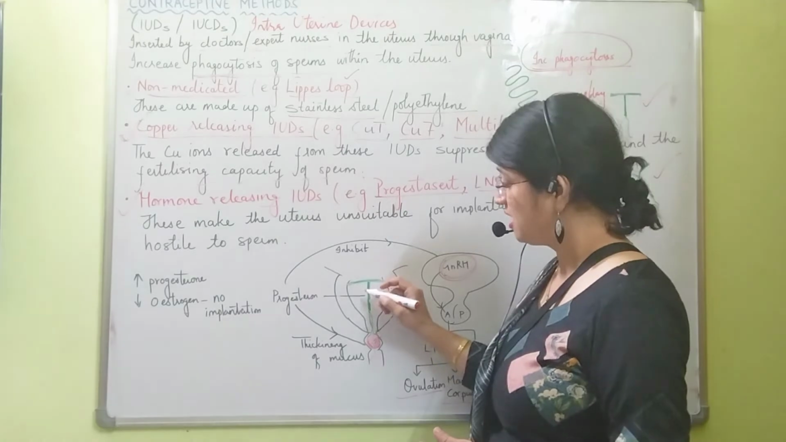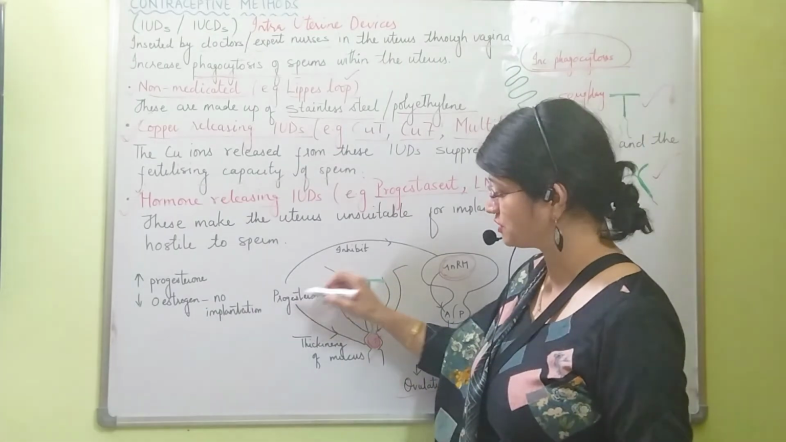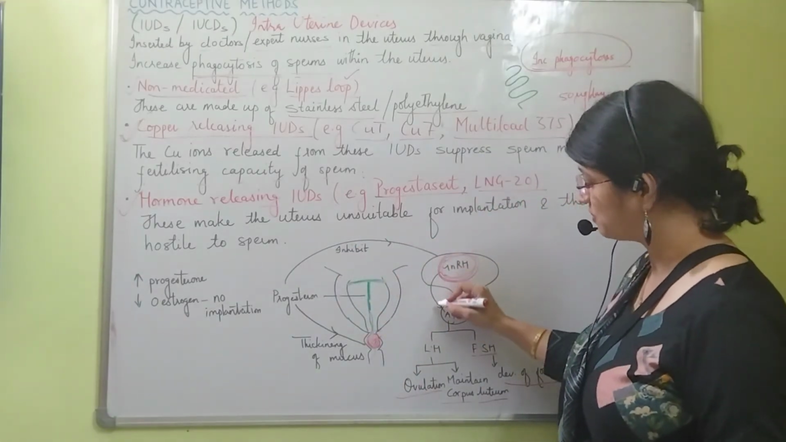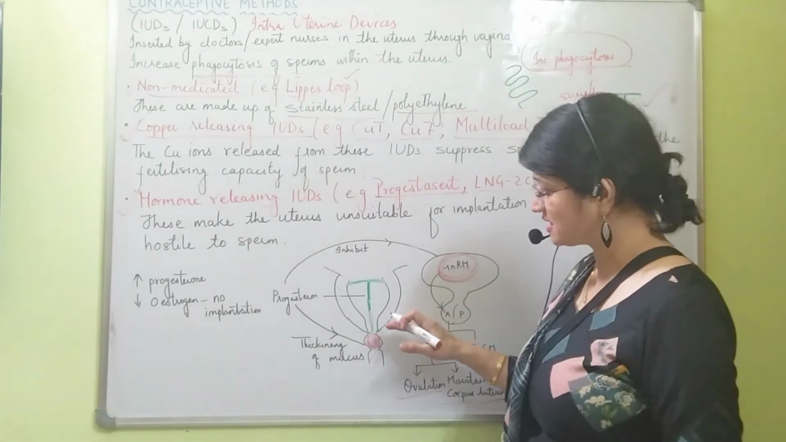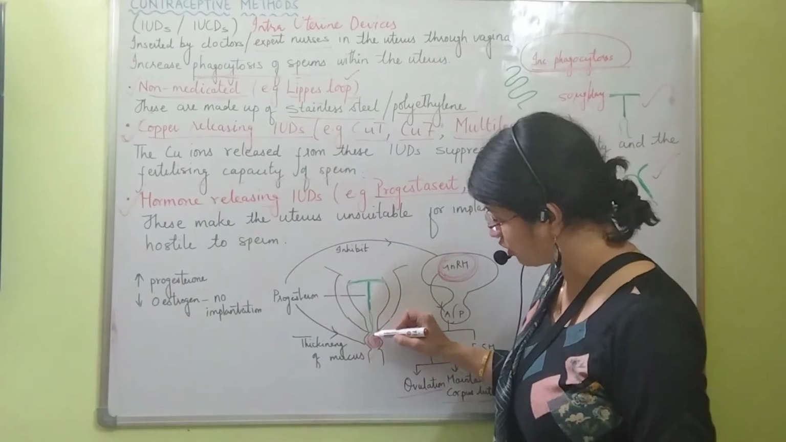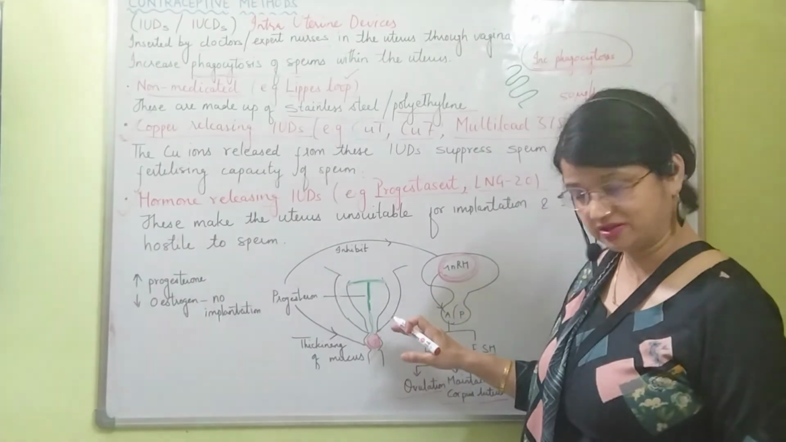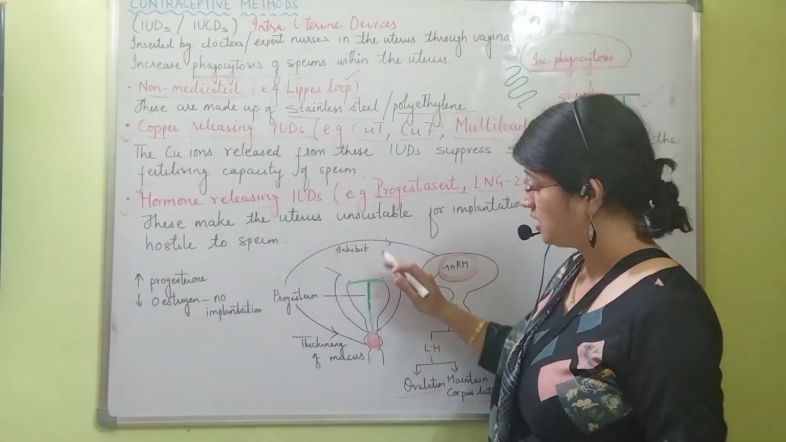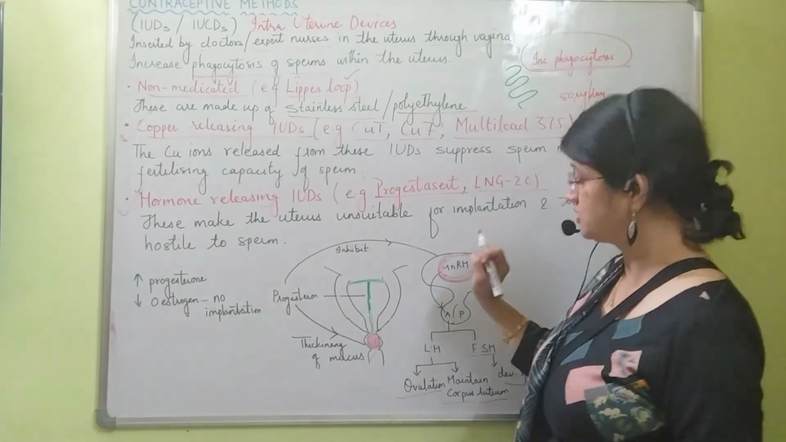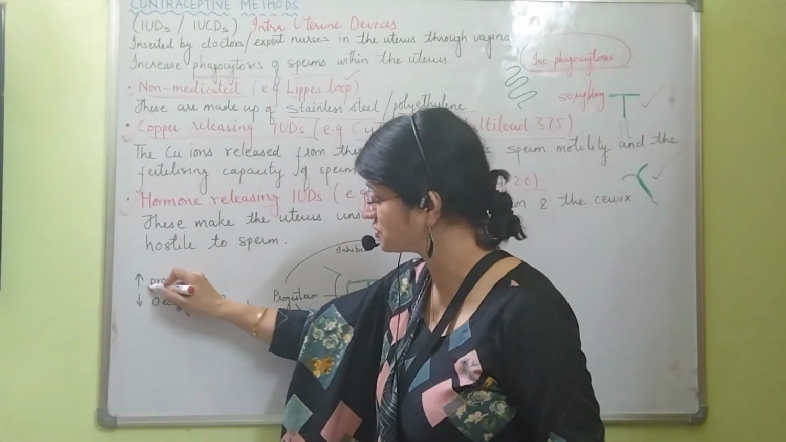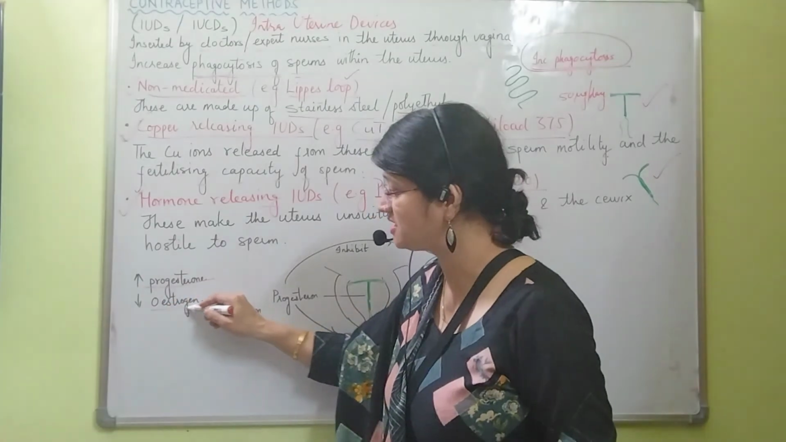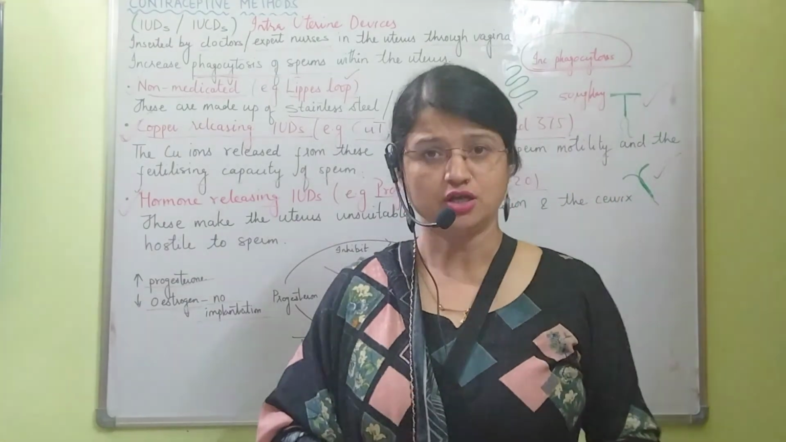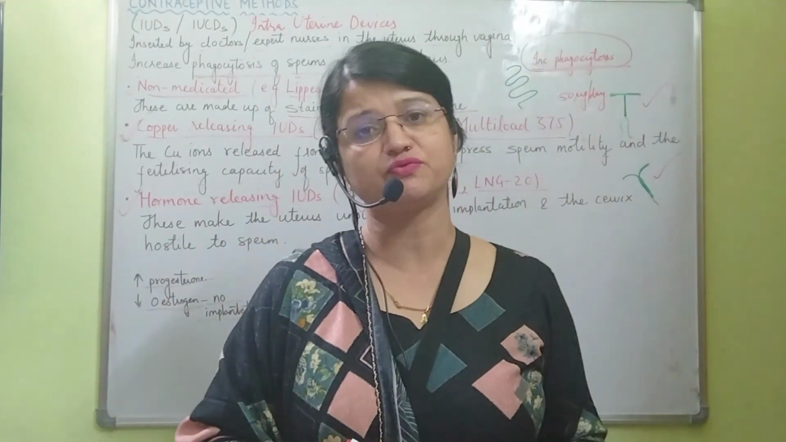But what happens when the progesterone level is high? When it releases the progesterone, it will inhibit GnRH from stimulating the anterior pituitary. As a result, there will be thickening of the mucus in the cervix region. The mucus plug will become thick. The uterus will become unsuitable for implantation because the progesterone level is high but the estrogen level is low. As a result, there will be no implantation. Clear? So these are the three types of IUDs which you have to remember.